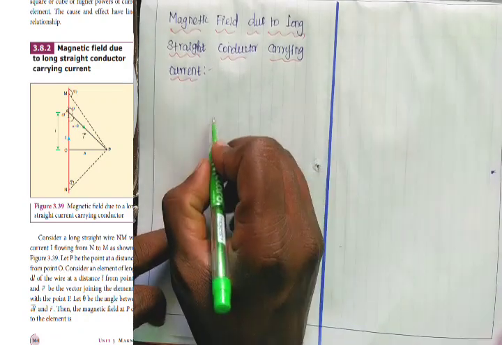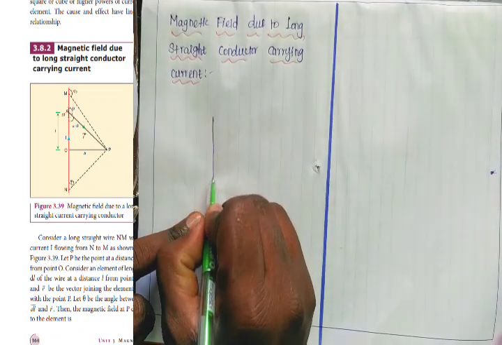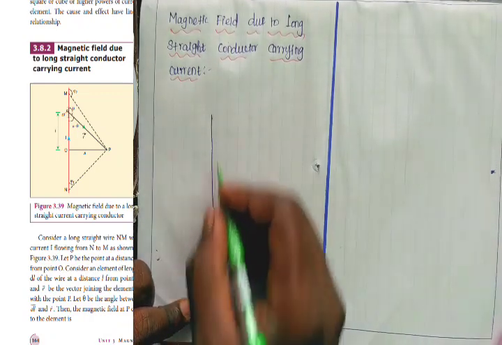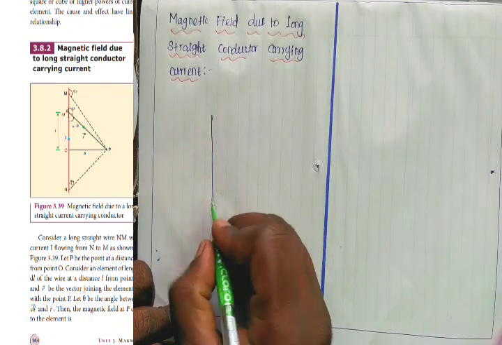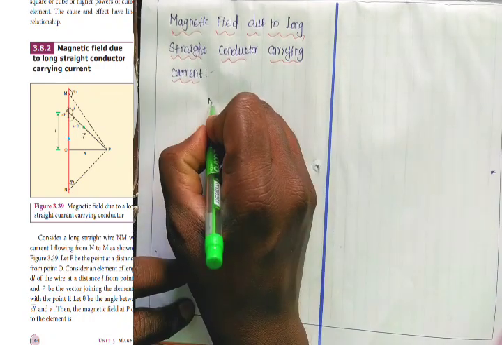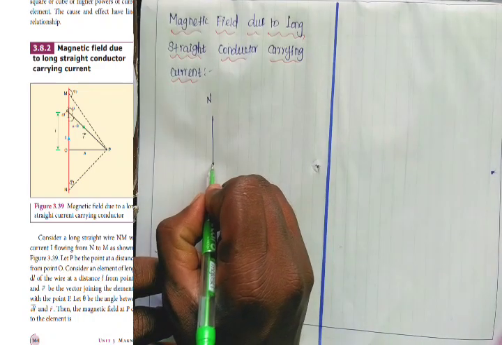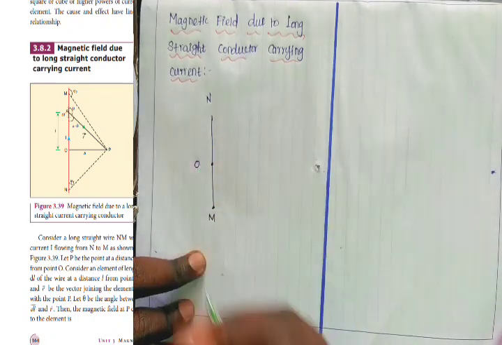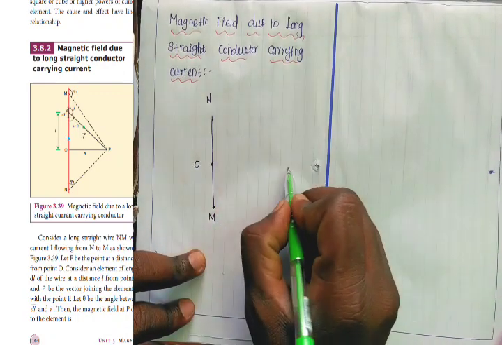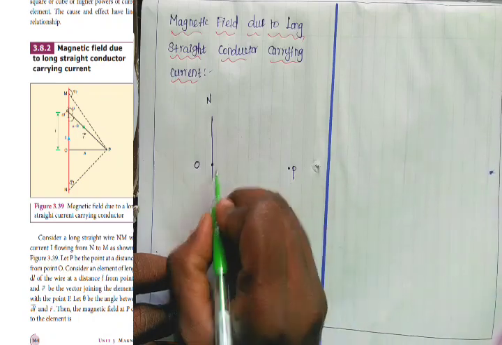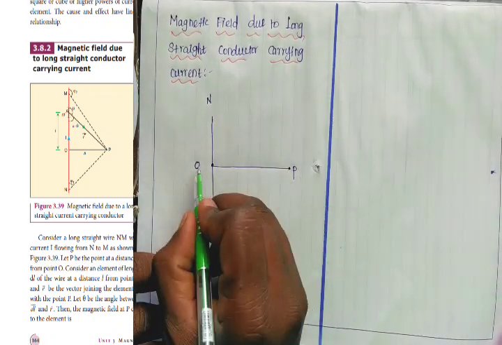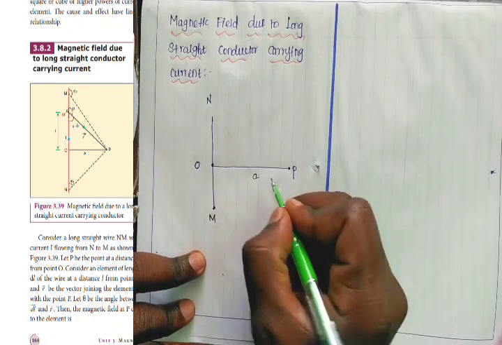So here also we consider one long straight current carrying conductor. The ends of the conductor are, for example, M and N, and the geometrical center of the conductor is O. Next we consider another point, B. Connect O to B. The length of O to B is a.